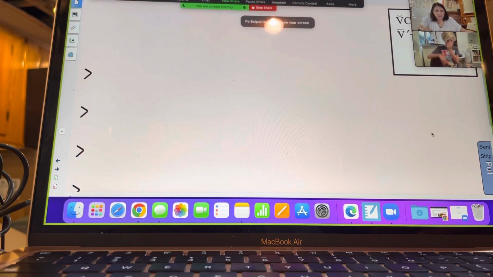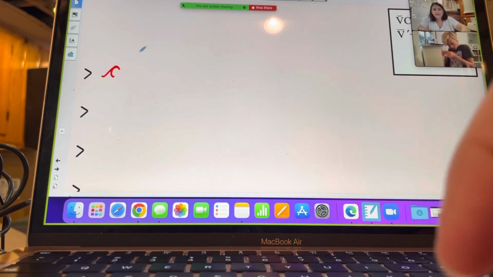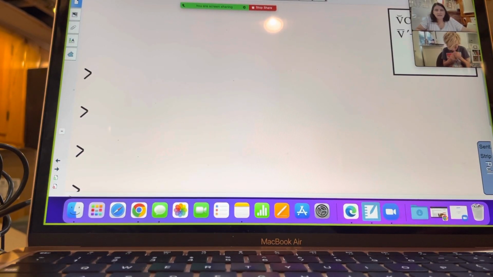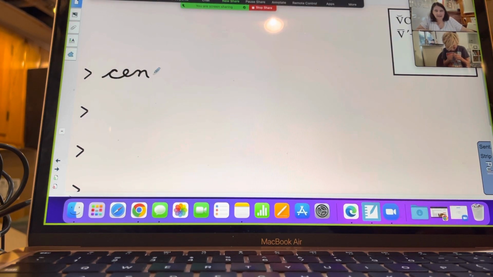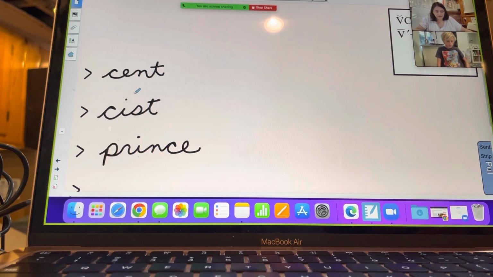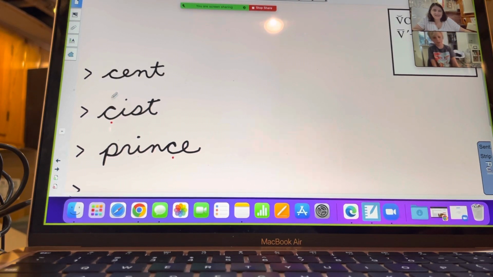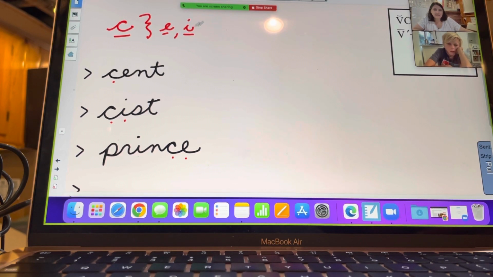So let me write some words on the board so we can talk about how we make the s sound. We've got C. Let me change. I don't like writing with red. Okay. So I'm going to write the word scent. S-C-E-N-T. Cyst. C-Y-S-T, and prince, P-R-I-N-C-E. Okay, so what letter do you see as the s sound in these words? C. That's right. They all have a C. Good. You notice the C comes in front of the E, or the C comes in front of the I, or the C comes in front of E here. Right. So if you have the letter C and it shows up in front of an E or an I, what sound does it make?